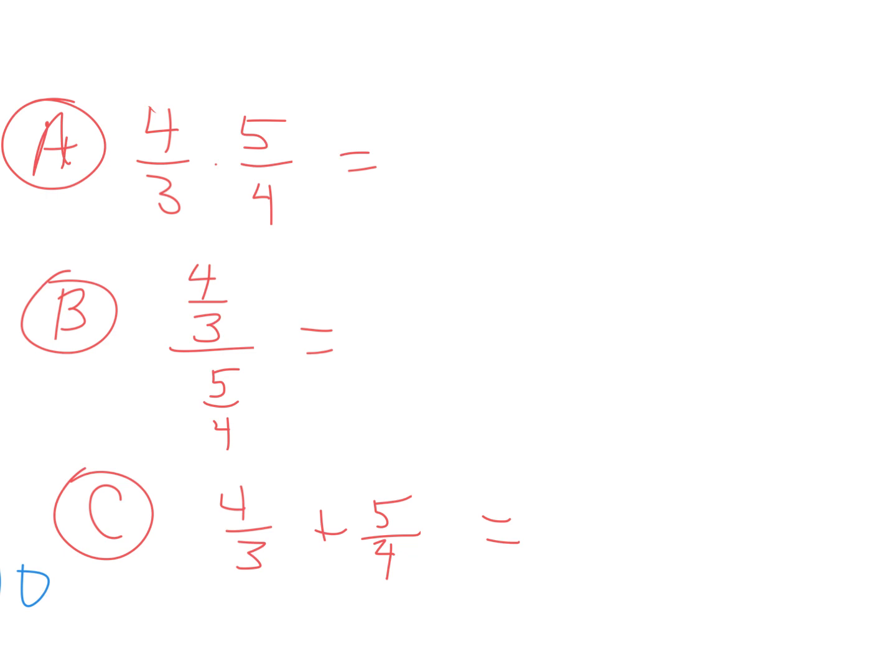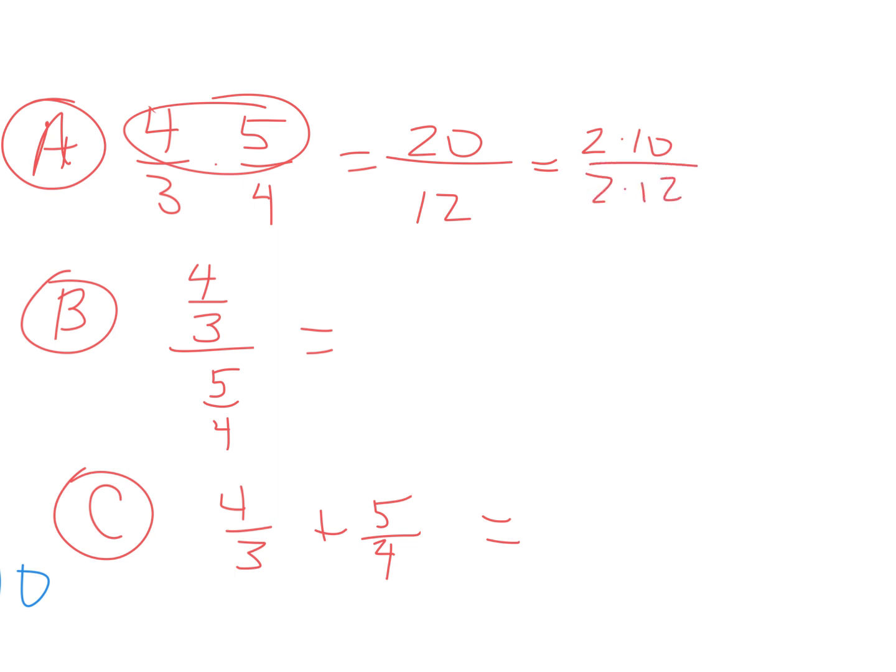So on number 1, you just have to multiply across the top. 5 times 4 is 20. 4 times 3 is 12. Can I leave it that way? No. So I got to simplify my favorite way. 2 times 10, 2 times 12. Would there have been a smarter thing to do? Yeah, but this would work. And then I could go 2 times 5, 2 times 6. 5, 6 is your final answer.